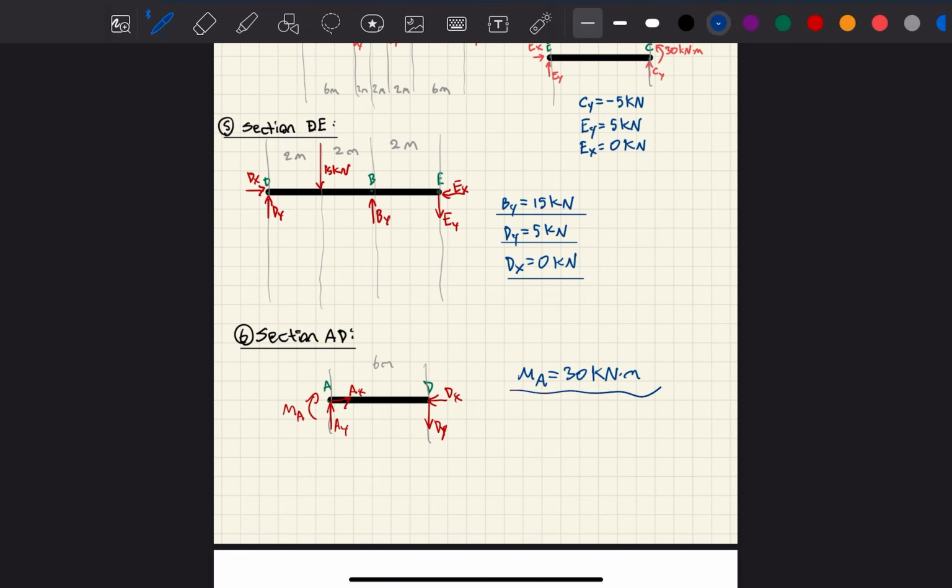You've basically, I'll write them down, but you have basically found all the reactionary forces and moments that the question has been asking for. So 5 kilonewtons, and then AX is equal to 0 kilonewtons.